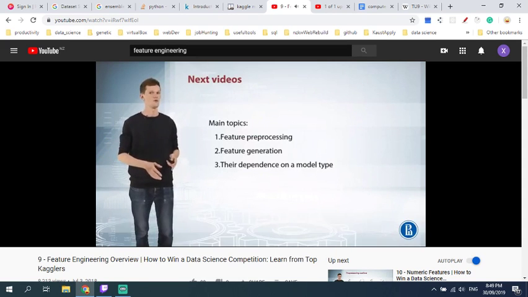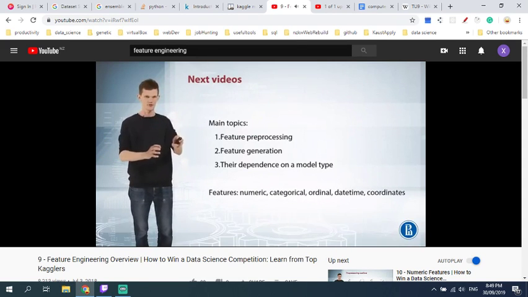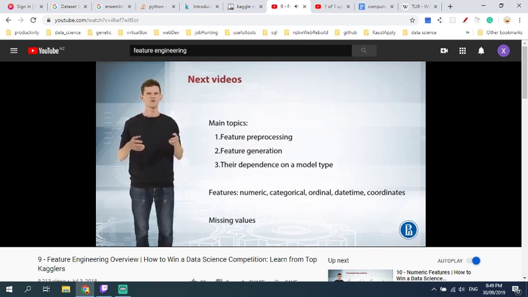Namely, we will go through numeric features, categorical features, datetime features, and coordinate features. And in the last video, we will discuss missing values. Besides that, we often will discuss the dependence of pre-processing and generation on the model we are going to use. So, the broad goal of the next videos is to help you acquire these highly required skills.